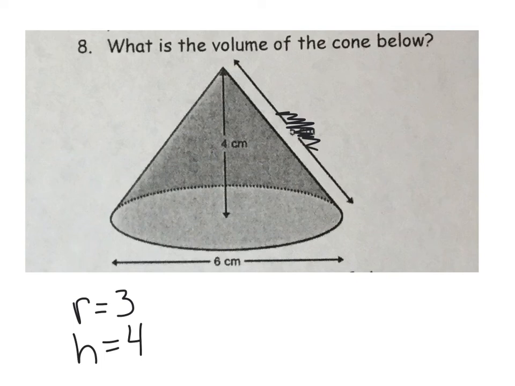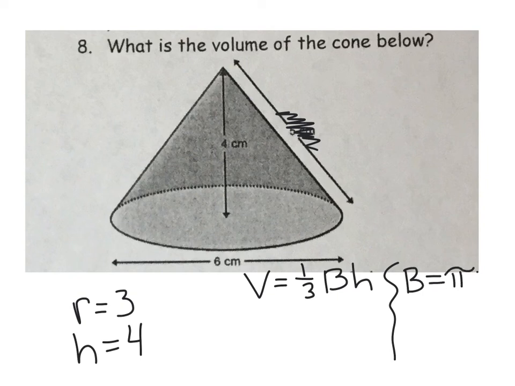So now from here, we can go ahead and look at our formula for volume of a cone. Volume of a cone is 1/3 area of the base times the height. So before we do that, we have to find the area of the base, which is still pi r squared.